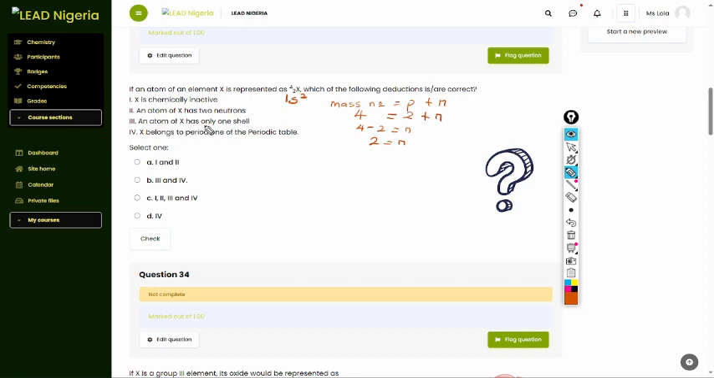An atom of X has only 1 shell. This is true because this is the only shell that atom X has. So 3 is correct. X belongs to period 1 of the periodic table. So the period is the total number of electron shells it has. So it has only one electron shell, meaning that it belongs to period 1. So 4 is also correct. Means the correct option here will be 1, 2, 3, and 4. So we go with option C.